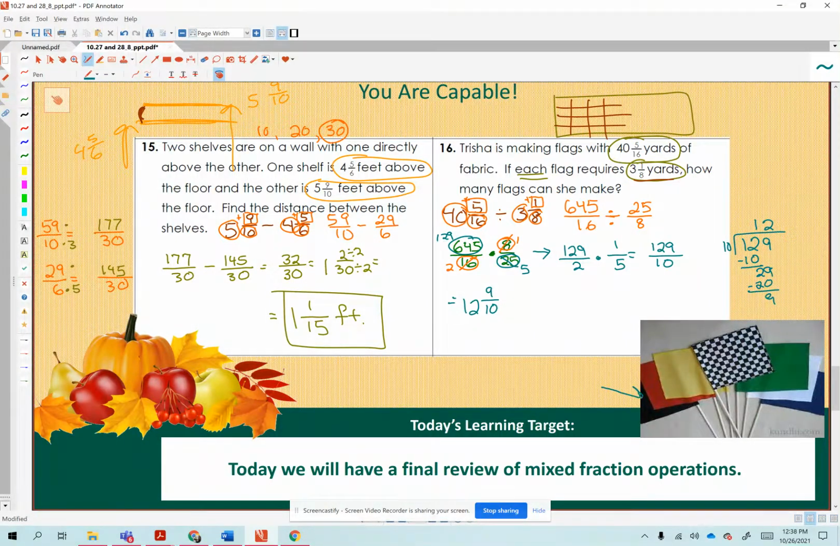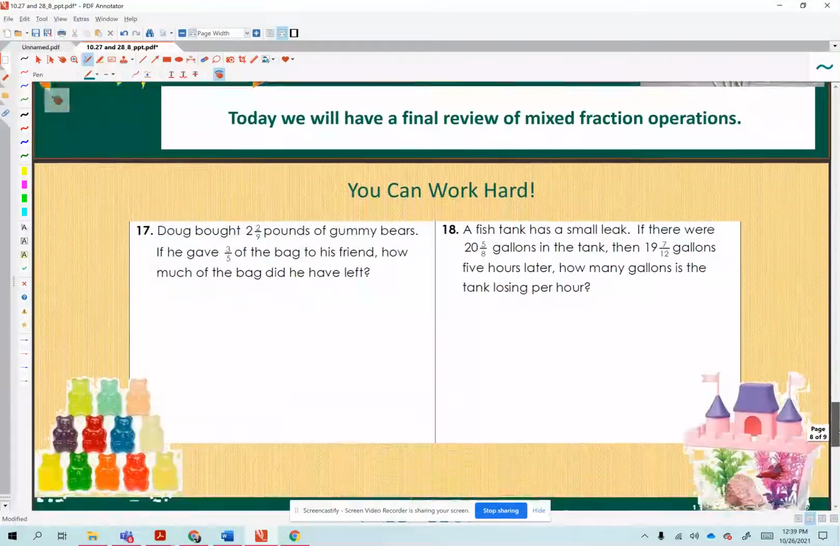And if you look at this picture of the flags, that might help you visualize. You cannot make 9/10 of a flag. You can only make a whole flag. So for this type of a problem, and students, I want you to watch out for these kinds of problems. We are only interested in the whole number as the answer. Tricia is not going to make 12 and 9/10 flags. She's going to make 12 flags. And then she will have a little bit of fabric left over. Maybe she can make a mask to wear to school with her leftover fabric. That's probably what I would do right now. So I like to sew.